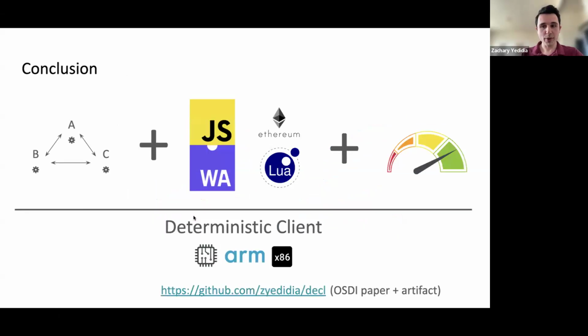So that's the conclusion. When we try to put replicated state machines together with extensibility and we want maximum performance, you get something that looks like Deterministic Client.